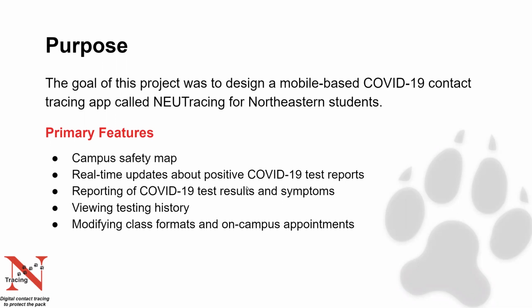NEU Tracing has several features, including a campus safety map, which shows up-to-date information about the distribution of COVID-19 infection rates around campus, real-time updates about positive COVID-19 test reports, a reporting function for students to report the results of their tests and also their symptoms via a daily wellness check, the ability to view testing history, and also the ability to modify class formats and on-campus appointments.